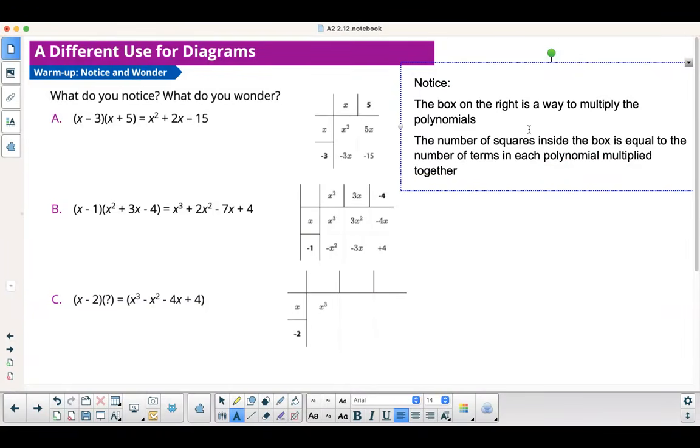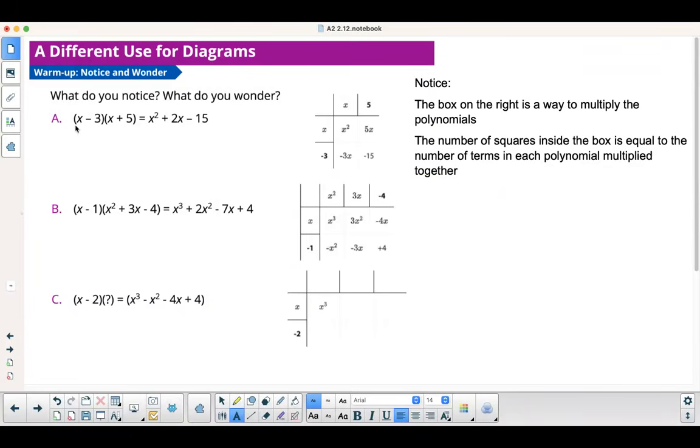So for example here, I have two terms in this polynomial, two terms in there, 2 times 2 is 4. If you look right here, I got 1, 2, 3, 4 squares. Here I got 2, and here I got 3. I have 1, 2, 3, 4, 5, 6 squares. 2 times 3 is 6. This one is a little trickier, so that's a wonder.